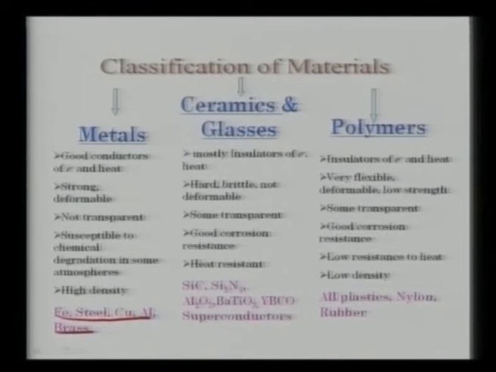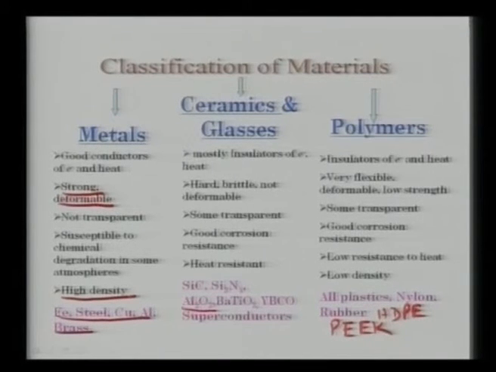Now some of the ceramics which are biocompatible, like alumina, are also developed for different applications. Polymers like high density polyethylene, or PEEK, that is the polyether ether ketone, are different biocompatible polymers. Now metals are strong and deformable but not transparent, and they are essentially high density, so they are much heavier.